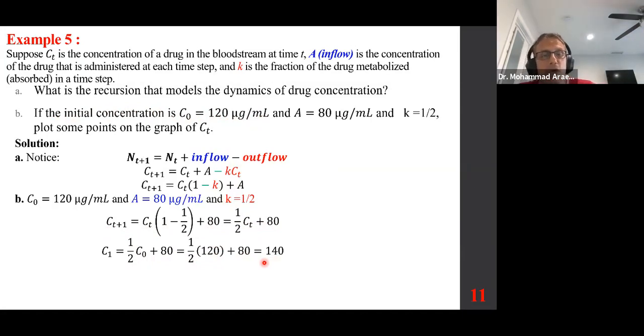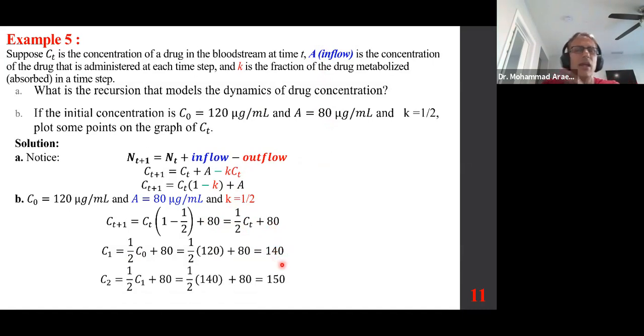It means for the next one, C sub 2, I want half of this, and then I add 80, the inflow. Half of 140 is 70, and we add the constant 80, which becomes 150. Again, obviously, we are dealing with applications. We need to know the units, micrograms per milliliter of the drug that is being used.